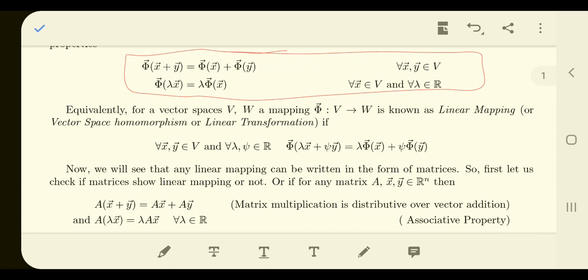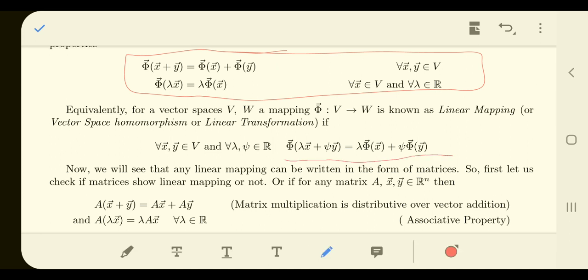This is equivalent to saying this one as well. So if you say this or this, it's the same. Both are actually equivalent.